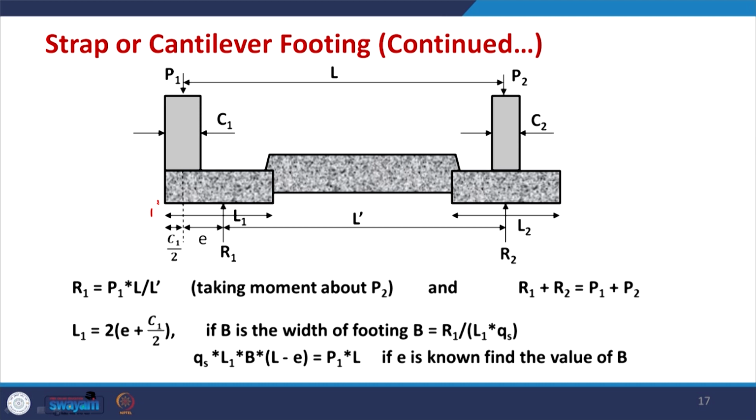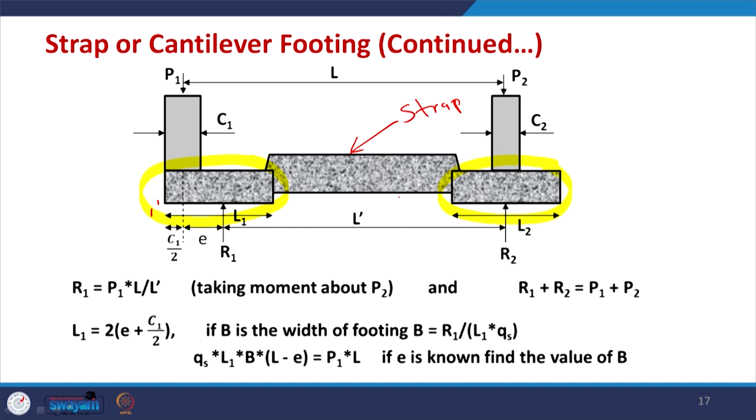In case of a strap footing, we provide individual footings under the 2 columns, which you can see here. This is the first footing and then you have another footing here. Rather than combining these 2 footings continuously, a strap beam, this is called the strap, is provided. This strap connects the 2 footings, but one thing needs to be noticed, that this strap is not in contact with the soil.